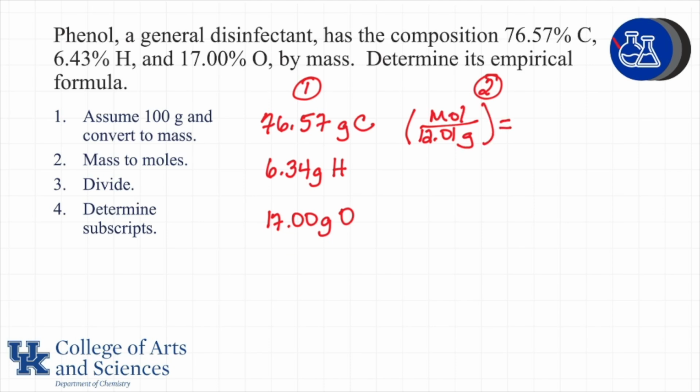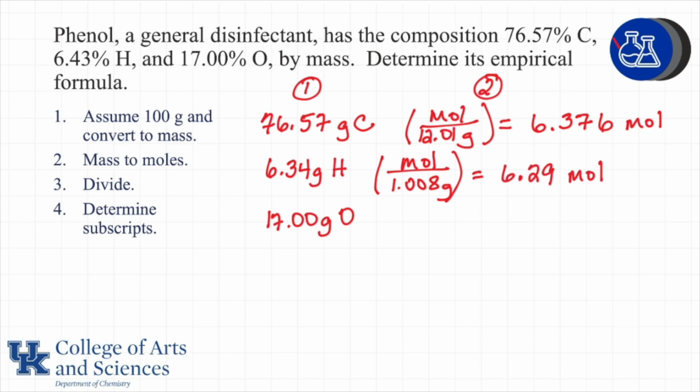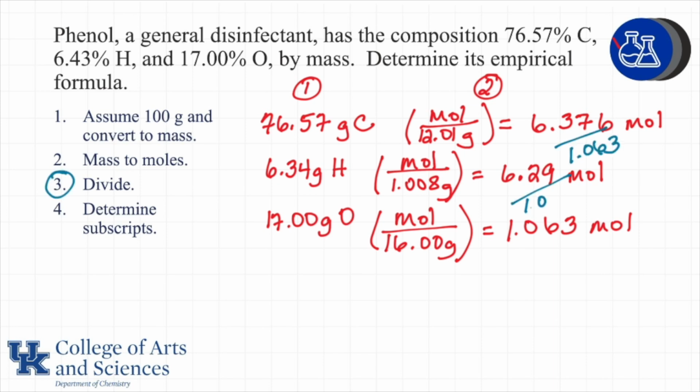For carbon, that's 12.01 grams per mole, which gives us 6.376 moles. 1.008 grams per mole for hydrogen, and we get 6.29 moles. 16.00 grams per mole for oxygen, which gives us 1.063 moles of oxygen. Next, we are going to divide by the lowest number. So we divide each of them by 1.063 moles, and we get 5.998, 5.92, and 1.